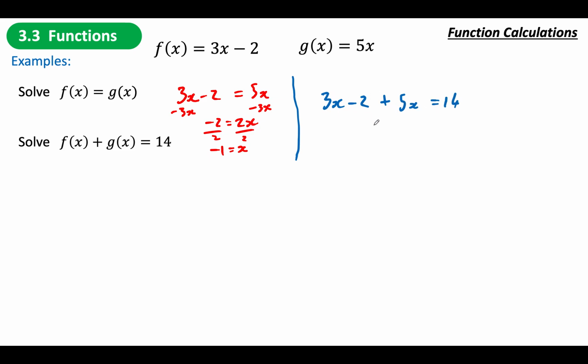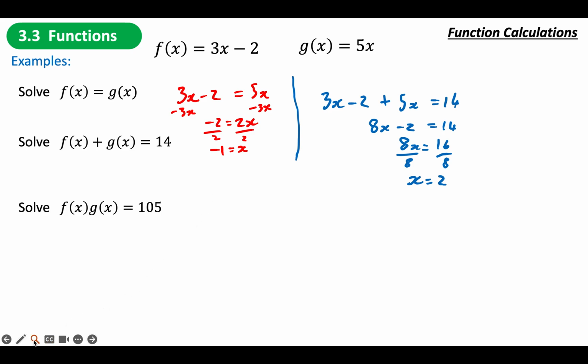Well, I'm going to simplify this. The 3x and the 5x makes 8x. Take away 2 equals 14. Obviously, we're going to add 2 to both sides this time. So 8x equals 16. Divide it by the 8. And x is equal to 2. So f of x plus g of x will equal 14 when x is 2. Straightforward solving, really. What about when f of x times g of x equals 105?